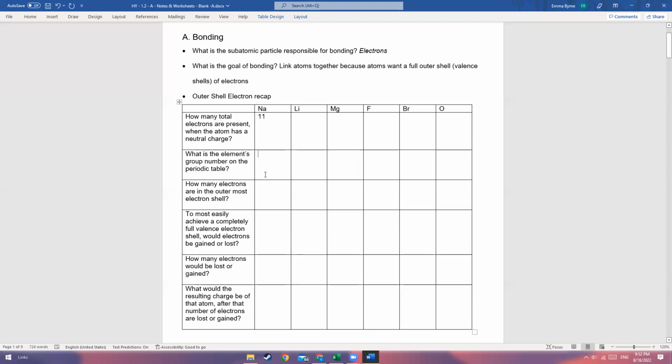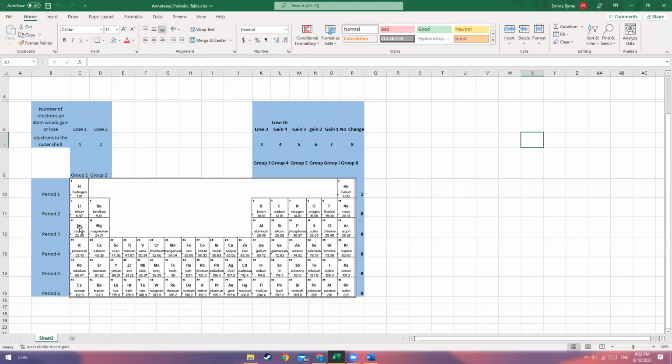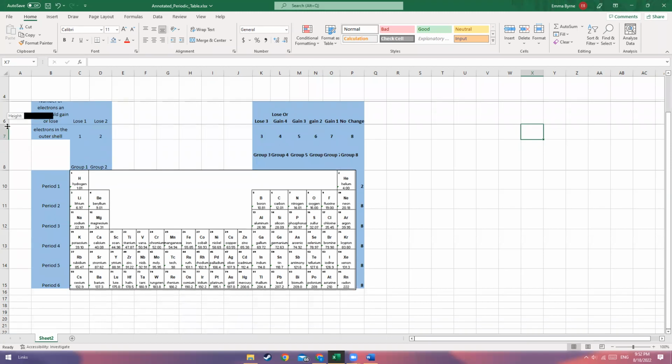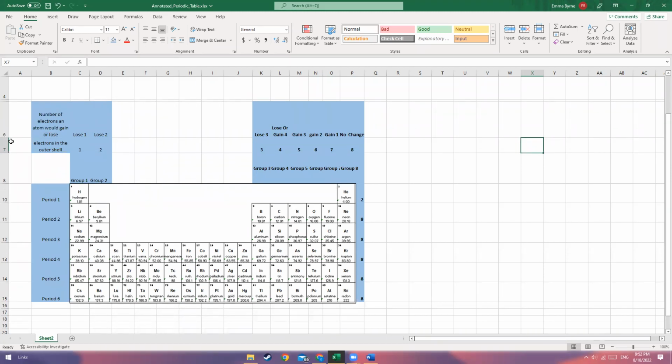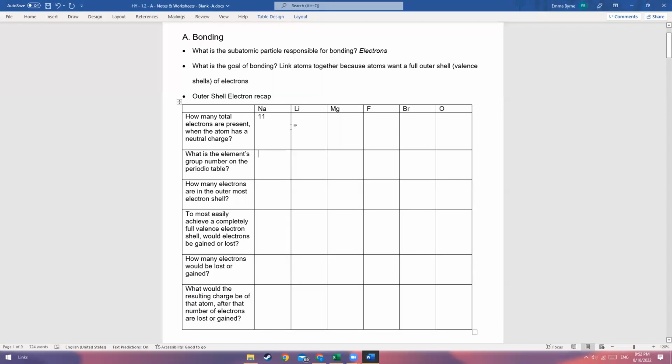What is the element's group number on the periodic table? So sodium falls into group 1, and this is a labeling scheme that we talked about in the last video, and that is involving the number of electrons in the outer shell and the number of electrons that an atom would gain or lose in order to get a full valence shell. So this is in group 1. There is 1 electron in the outermost shell.